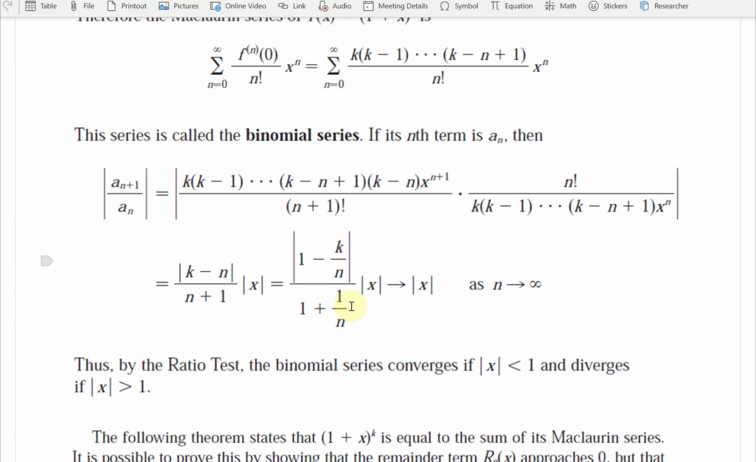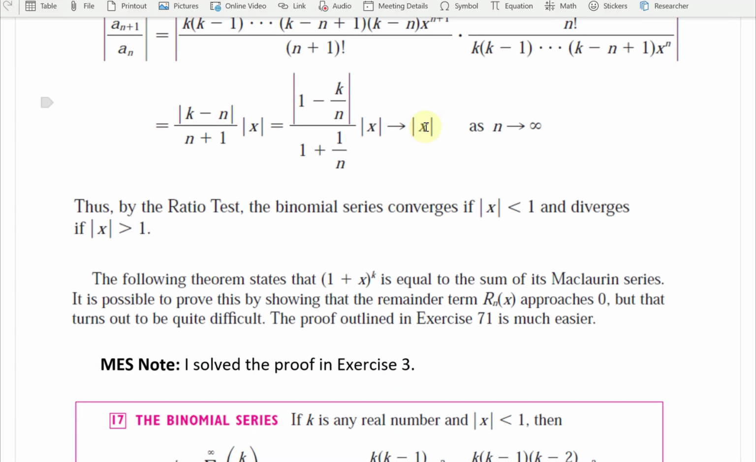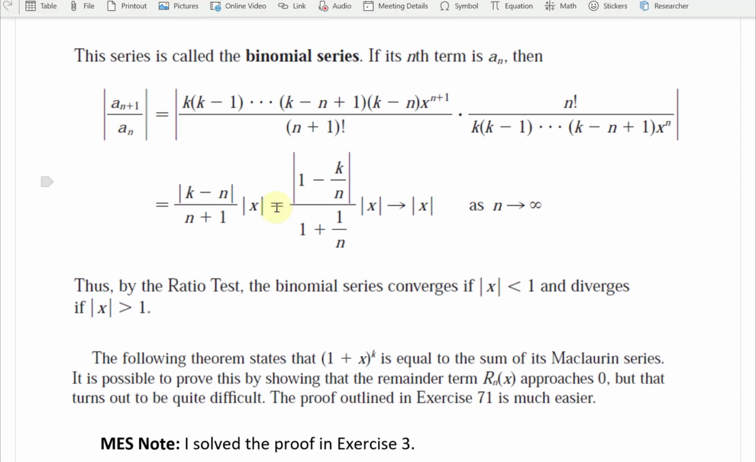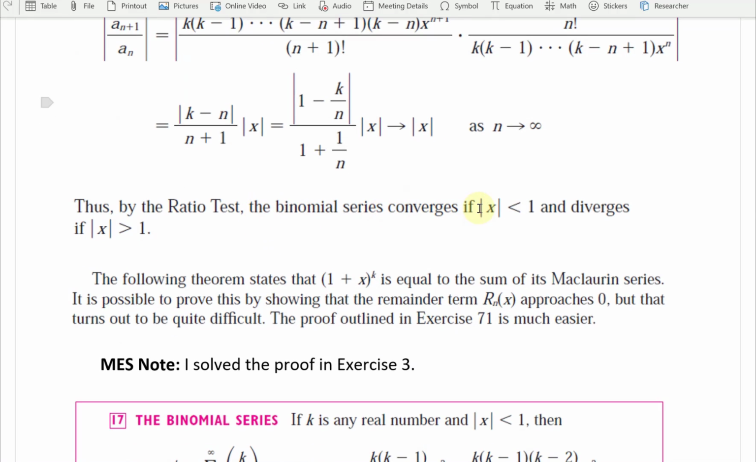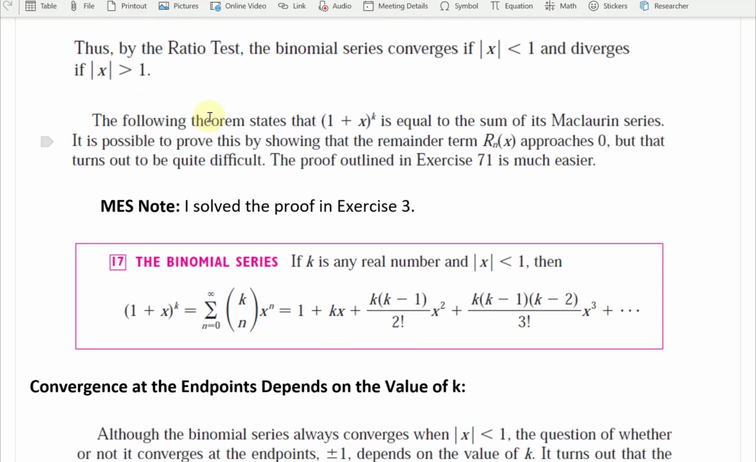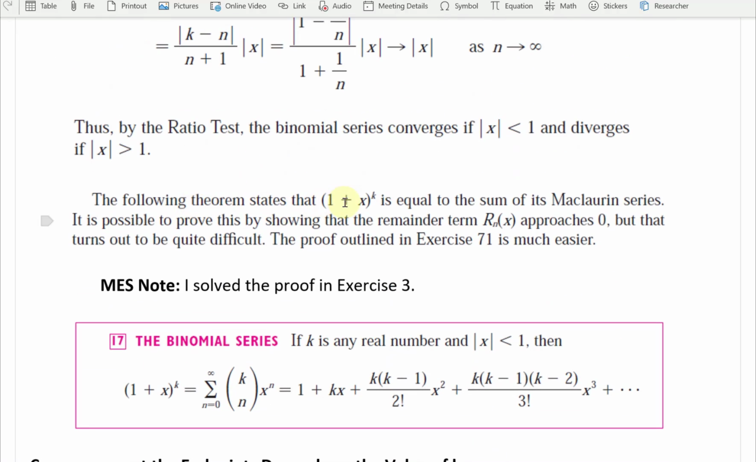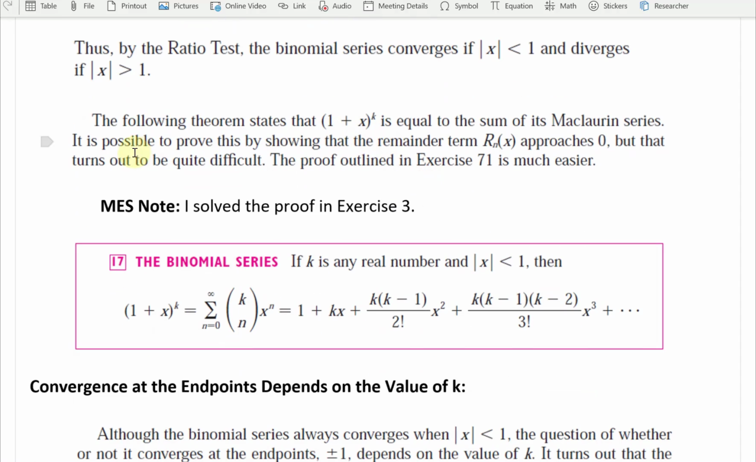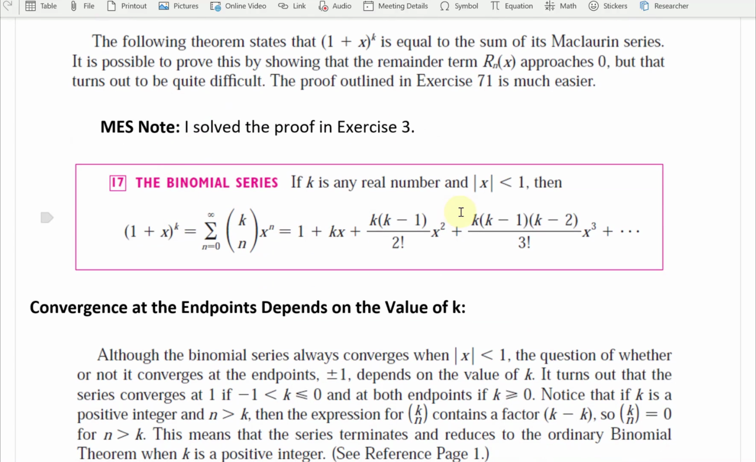Then when you take the limit as n approaches infinity, it goes to x. So the ratio test gives the absolute value of x. Thus, by the ratio test, the binomial series converges if absolute value of x is less than 1, and diverges if absolute value of x is greater than 1. Further, the following theorem states that (1 plus x) to the power of k is equal to the sum of its Maclaurin series, and I proved it in exercise 3 in that video. Anyway, so we get the binomial series right here. If k is any real number and absolute value of x is less than 1, then (1 plus x) to the power of k equals this binomial series.